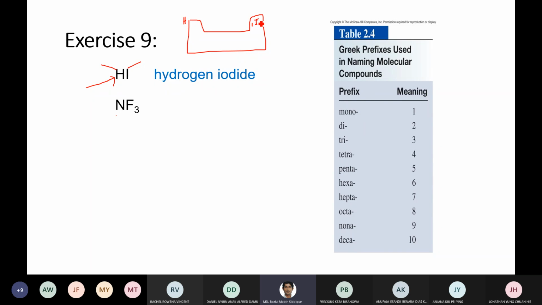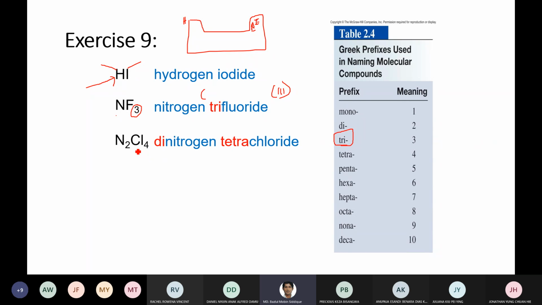Fluorine should be here, and nitrogen is somewhere here. So nitrogen is left of fluorine, so that is why nitrogen fluoride is coming. But since there are 3 fluorine, we do not put fluorine 3, right? If we put fluorine 3, that would be a totally different thing and it will be wrong. So 3 fluorine atoms are added, so trifluoride. The prefixes have to be used, so trifluoride.